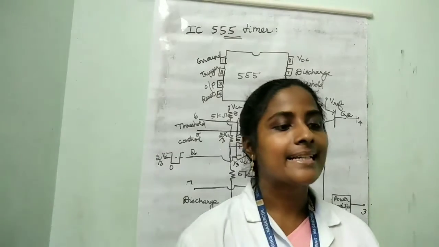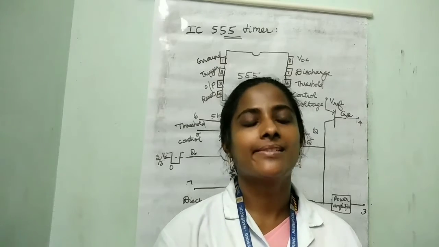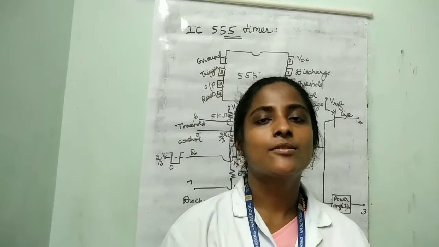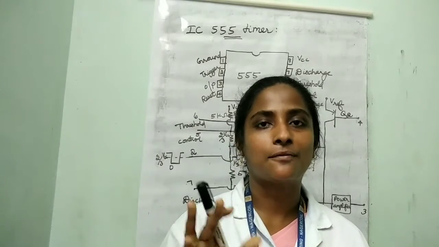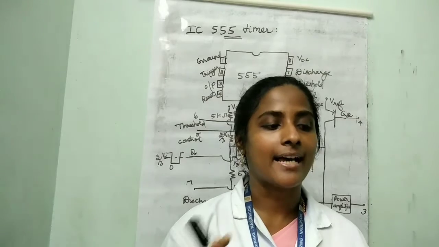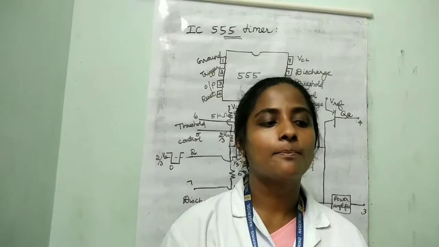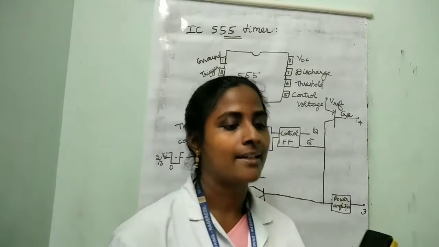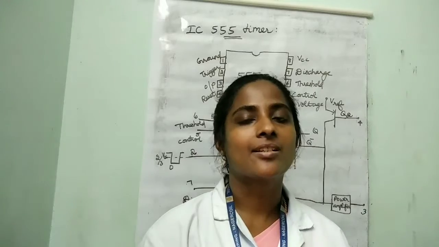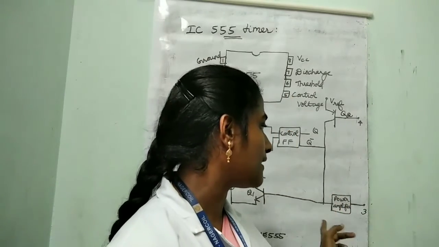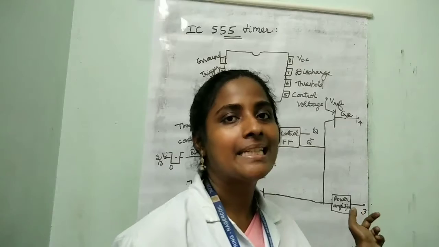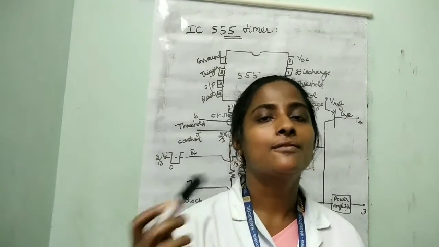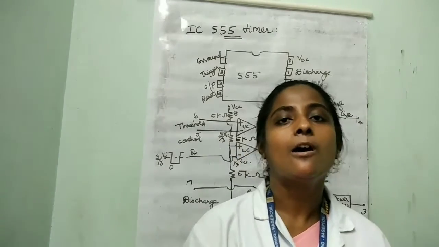In standby mode, that is the stable state mode, the Q bar output of the control flip-flop is high. Q bar is high, which makes the output low because of the power amplifier, which is basically an inverter. So if Q bar is high, it makes the output low.